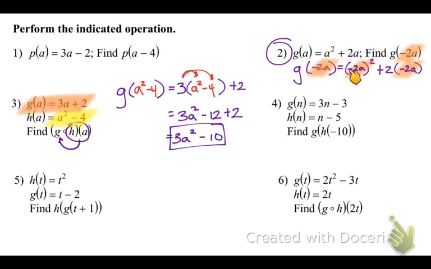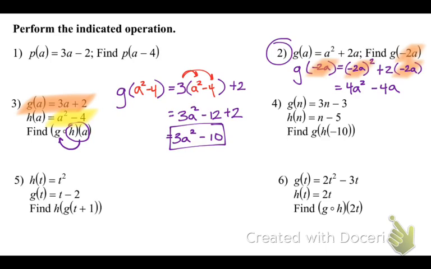Order of operations says to square this first. Negative 2a squared, which is negative 2a times negative 2a, is positive 4a squared. And then over here, positive 2 times negative 2a would be negative 4a. So that's the correct answer, 4a squared minus 4a.